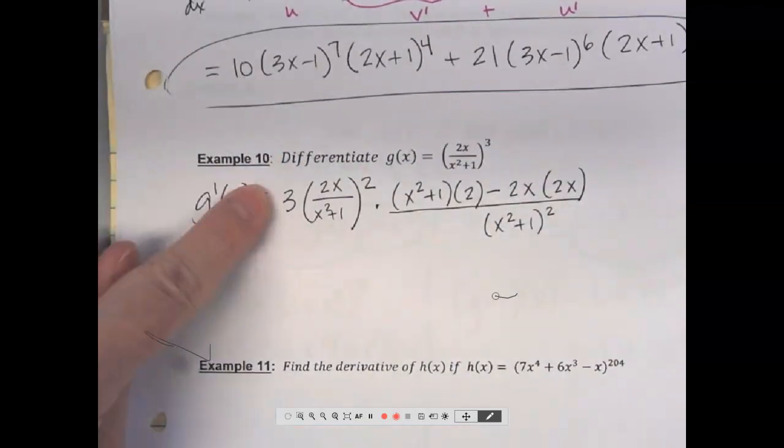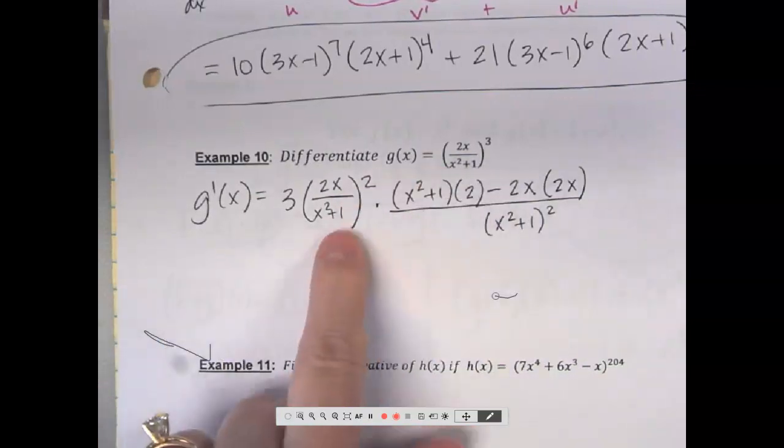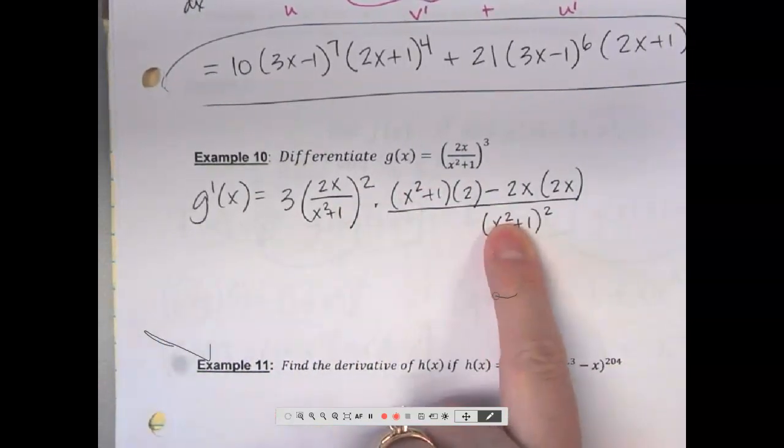Okay, so we dealt with the 3. Don't touch the fraction, just deal with the 3, subtract 1. Then we deal with inside, which meant use the quotient rule.